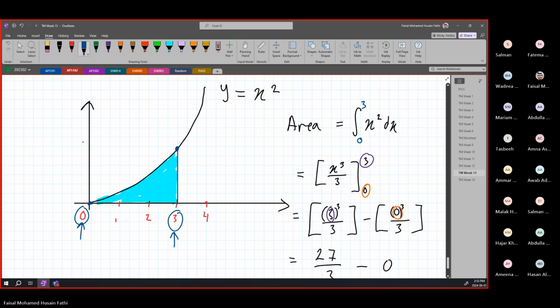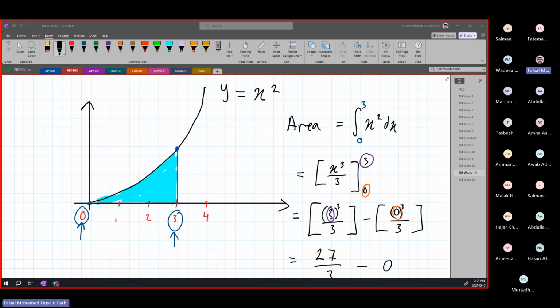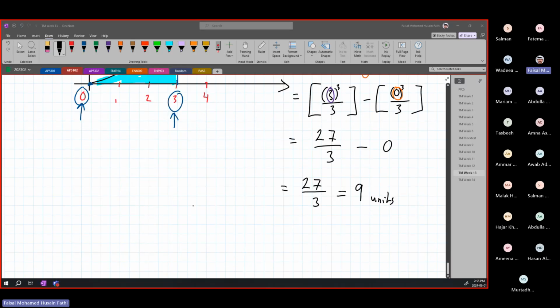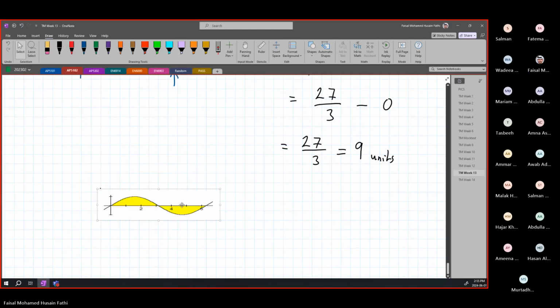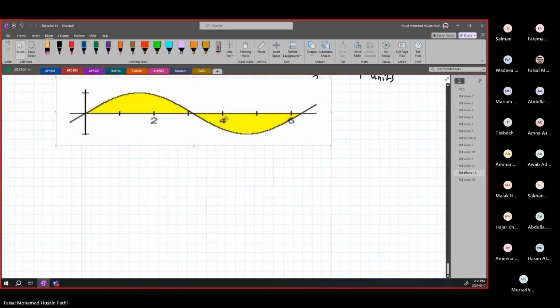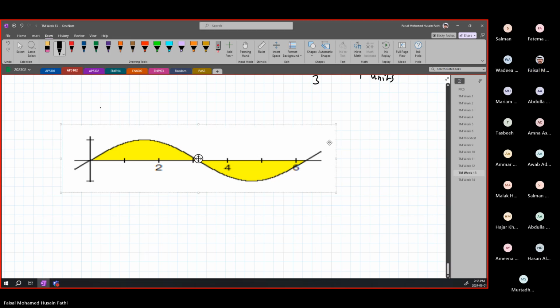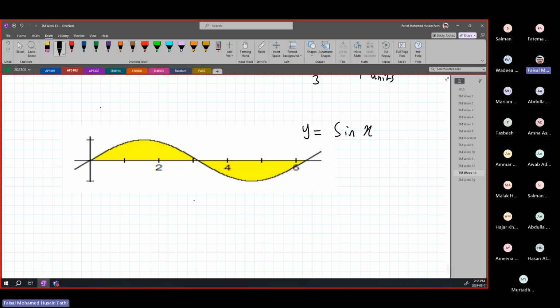Now, this is for a simple graph like this. What if we had a graph that is, let's look at the examples we are given. Let's look at this one. What if we were given this graph? And I tell you that this function over here, y is equal to the sine of x. This is a sinusoidal wave, the sine of x. So I want you to find the shaded area. How are you going to do this?